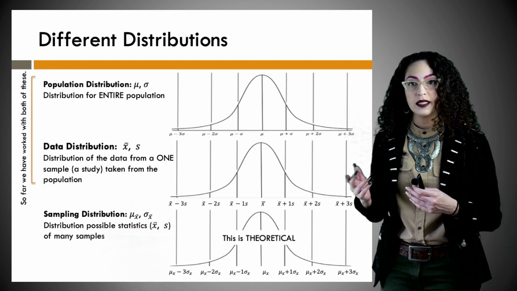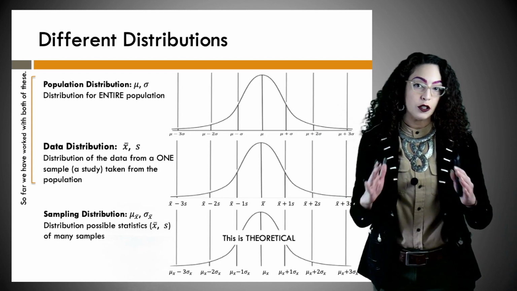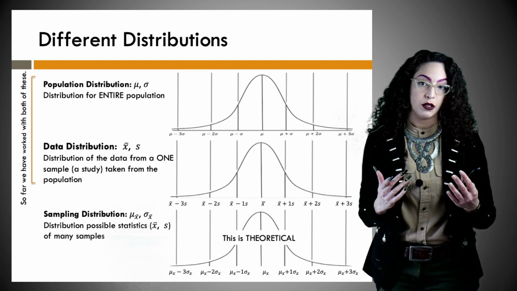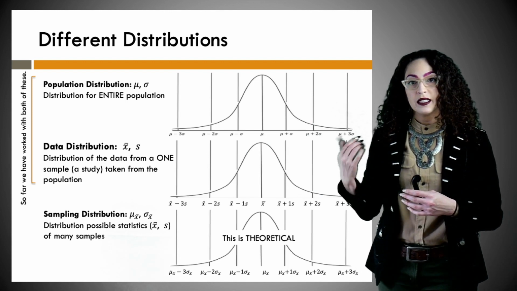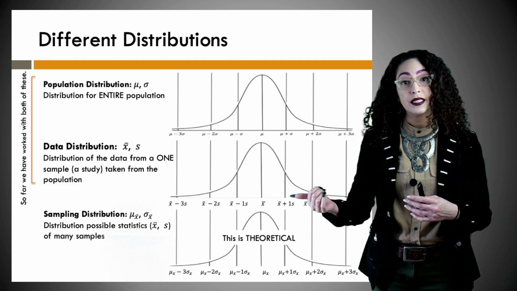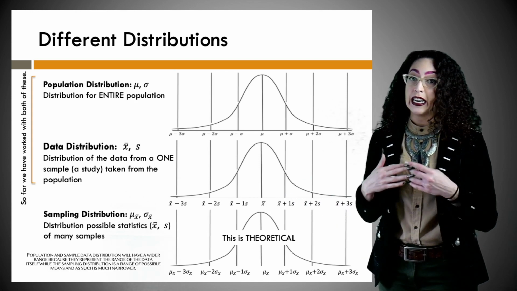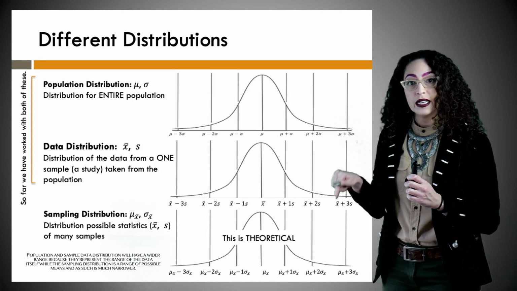In the next one, the data distribution, this is one sample's distribution of data. This is as if you went out and asked 100 students at UT and then plotted those 100 students. You can tell this is sample data because we're using x-bar and s to denote the average and the standard deviation. Now the new one, the distribution of the limelight right now, is this one.